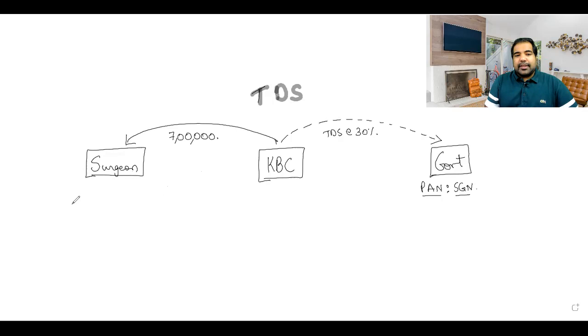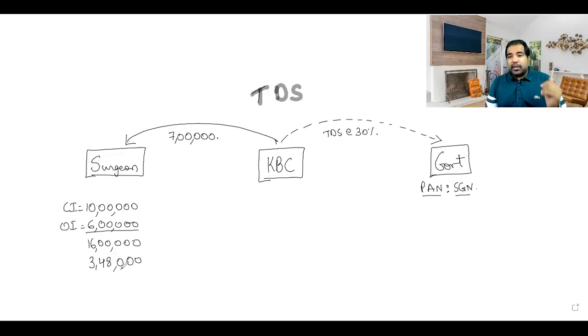Now, for the surgeon, what is his income? His casual income, let's say, is 10 lakhs. And let's say his other incomes are 6 lakhs. So total income is, let's say, 16 lakhs. And let's say on 16 lakh, I'm not doing the exact calculation, but if you do the slab rate and 30% on 10 lakh, etc., let's say he has to pay 3,48,000, just a random number, guys, which is basically the tax, the surcharge, if applicable, of course, it's not going to be applicable here, and cess, and that turns out to be 3,48,000.